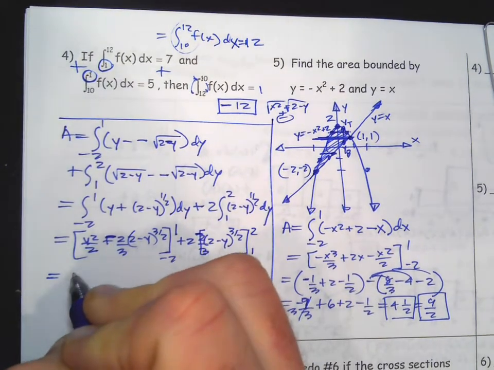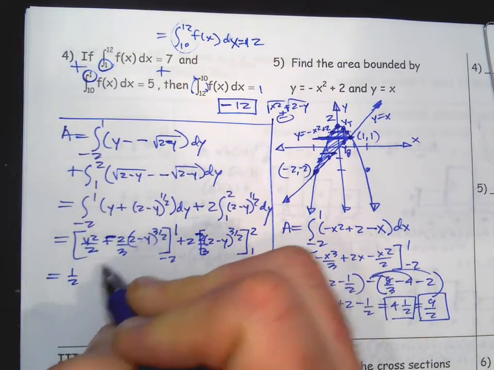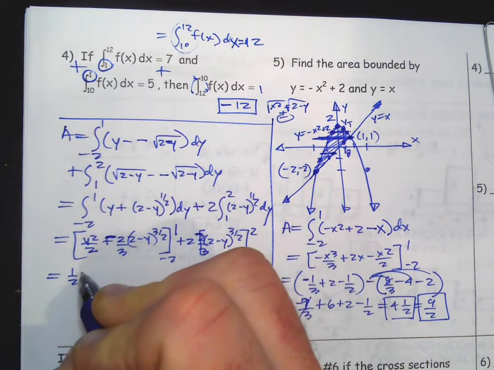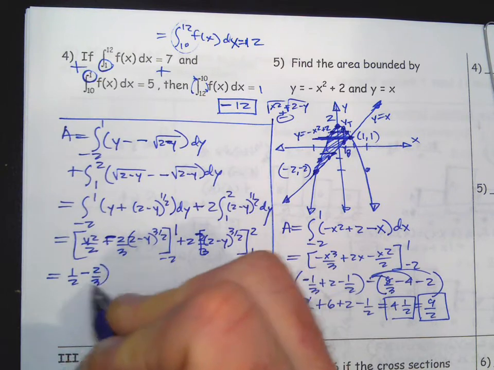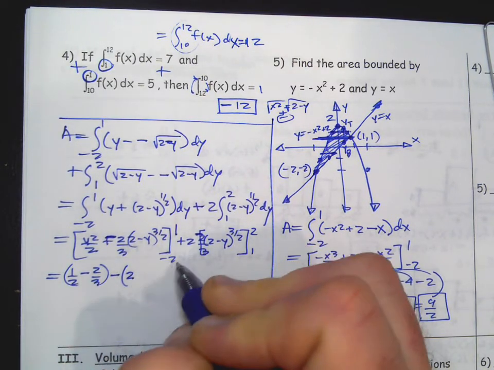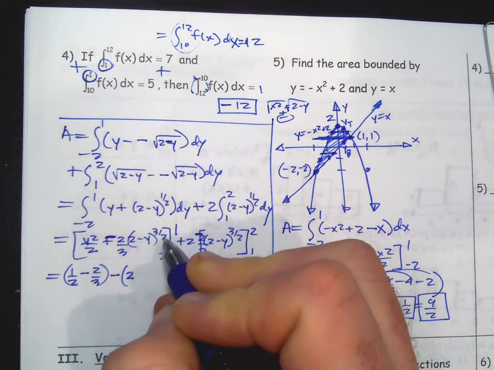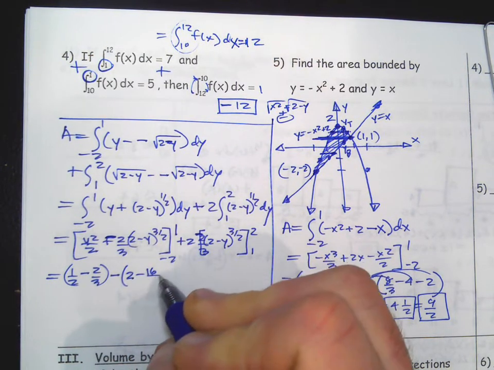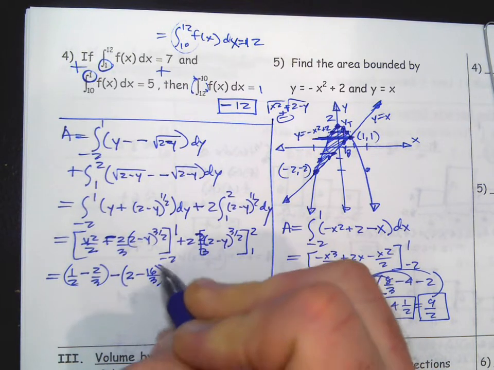So this is going to be what, 1/2. Plug 1 in here. It's going to be 1. So minus 2/3. And then we plug -2 in. That's going to be 2. -2 here is going to be 4. Square root of 4 is 2. Cubed is 8. 16 thirds.